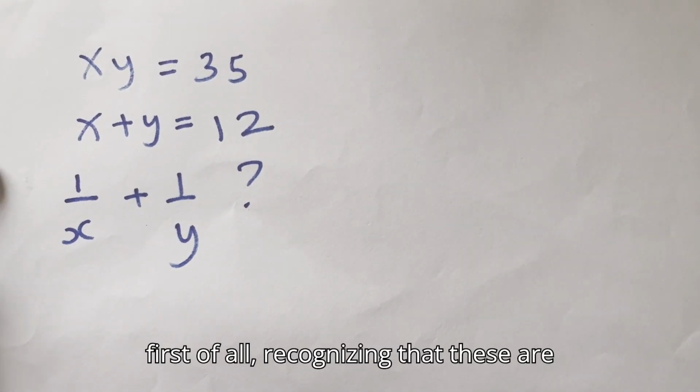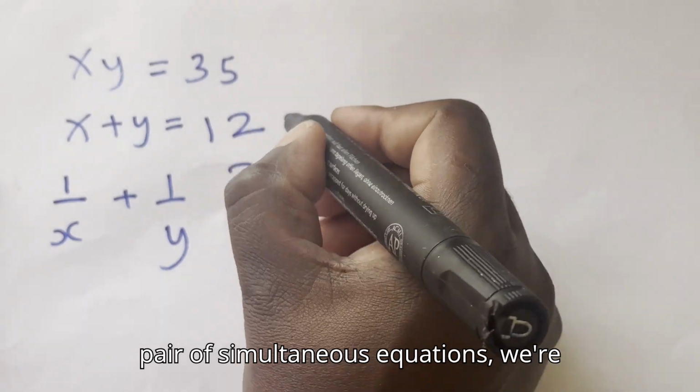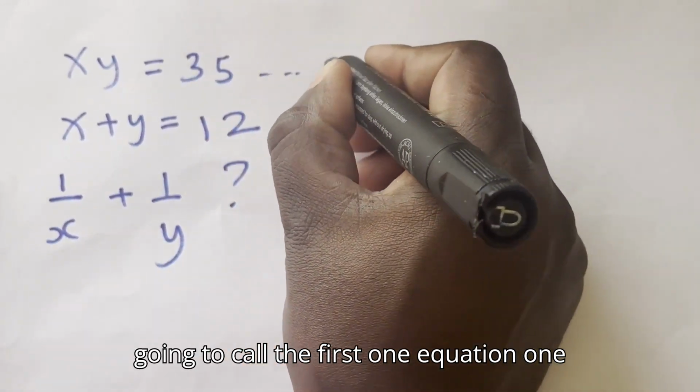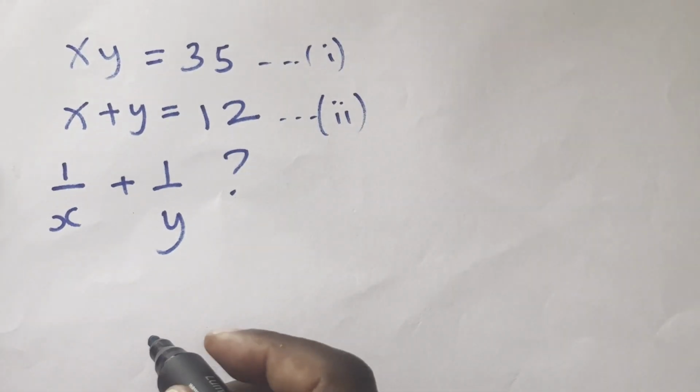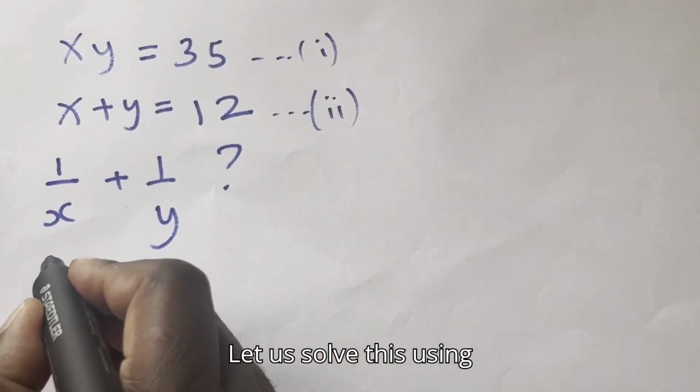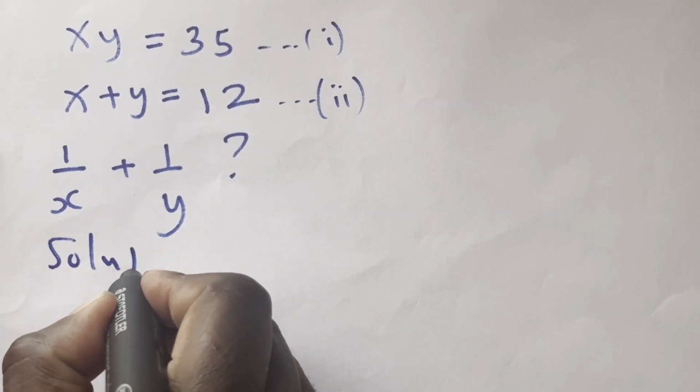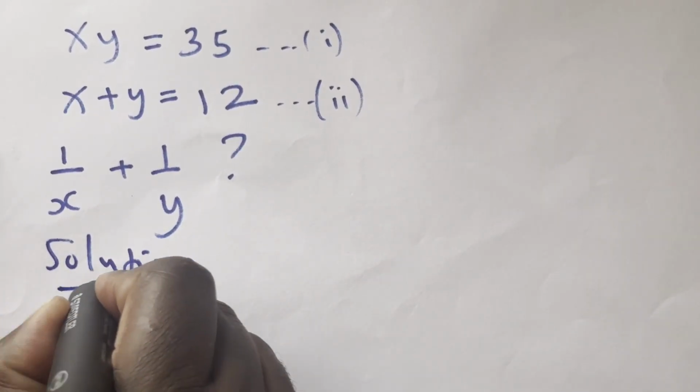Now, to do this, first of all, recognizing that these are a pair of simultaneous equations, we're going to call the first one equation 1 and the second one equation 2. Let us solve this using the substitution method.